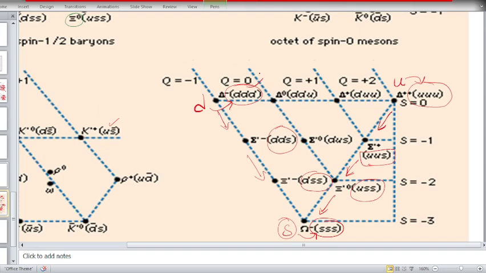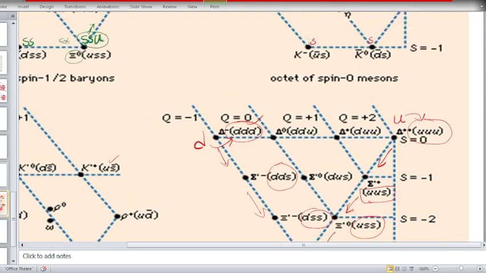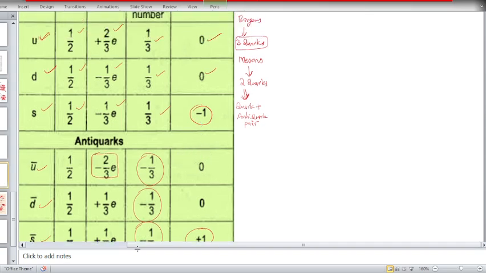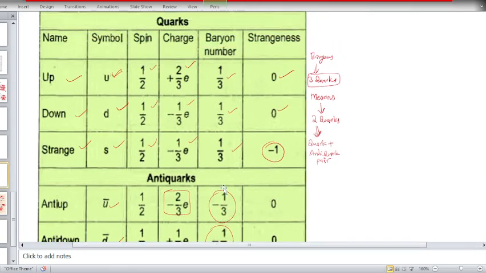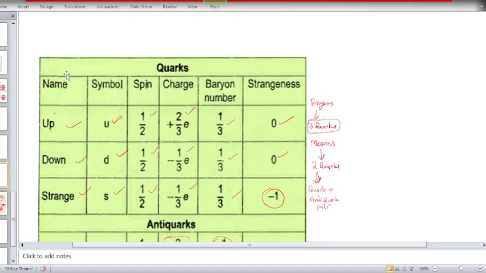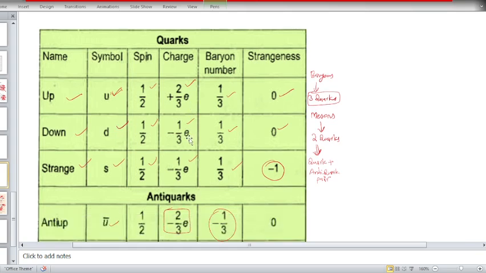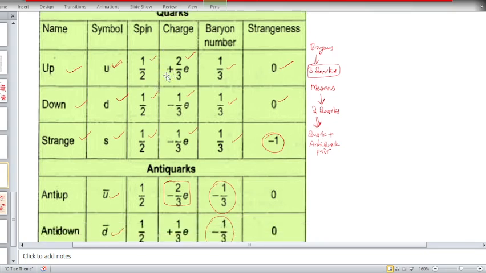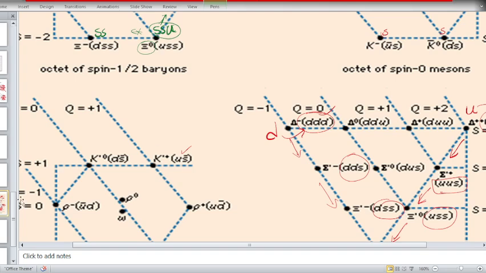Now, also, why do you have to remember all this quark structure? Because if you know this quark structure of each particle, and if you know this table, what is the charge, spin, baryon number of these quarks, then you can easily find out the properties of each particle. What is the strangeness, what is the baryon number, what is the charge of that particle. All those things can be easily found out by using this table. Okay, so that's about the quark.